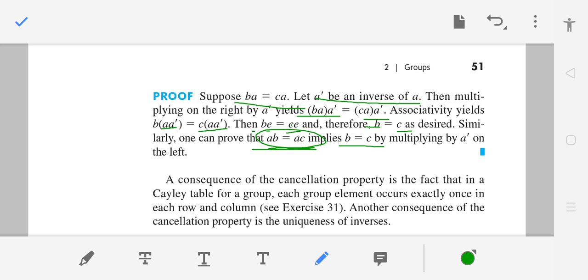So I wind up this session for today on this cancellation law. From the next video onwards, I will be starting new topics where I will be proving uniqueness of inverses and come to other important points.